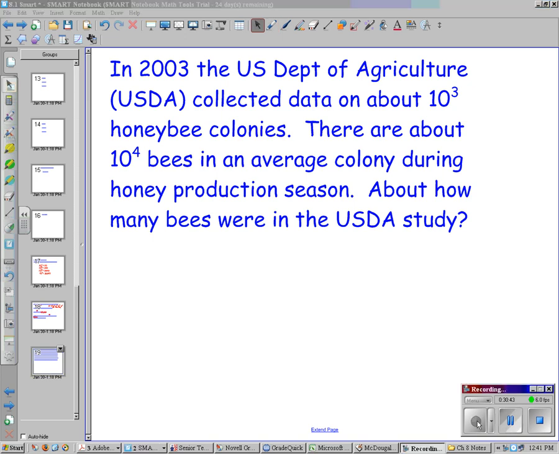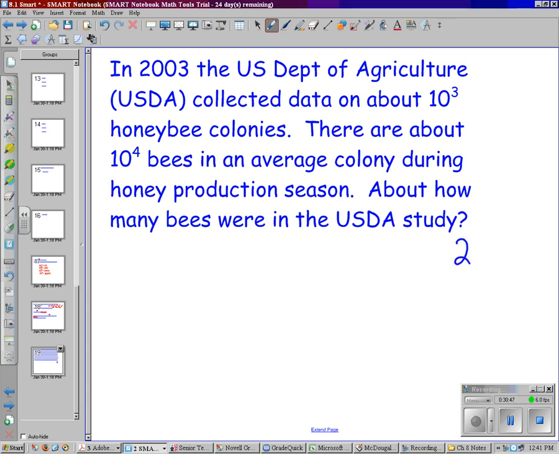Ladies, gentlemen, if I told you there were 2 honeybee colonies, and in every honeybee colony there were 12 bees, what would you do? There were 2 colonies, and in every colony there were 12 bees. How would you figure out how many bees? 2 times 12? So 24 bees? Okay, I'm telling you that there are this many colonies, and there are this many bees in every colony. Talk to your partner and decide what you're going to do.